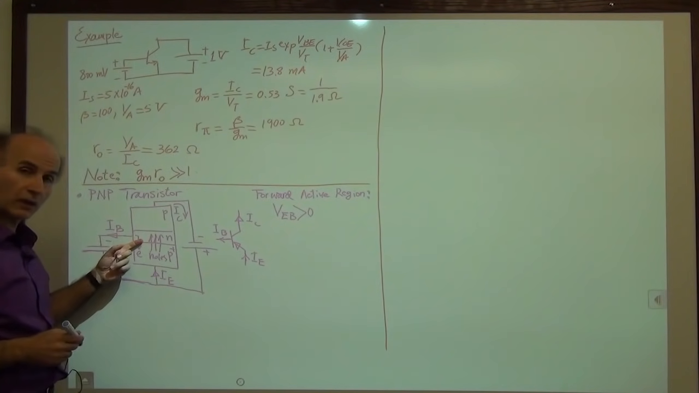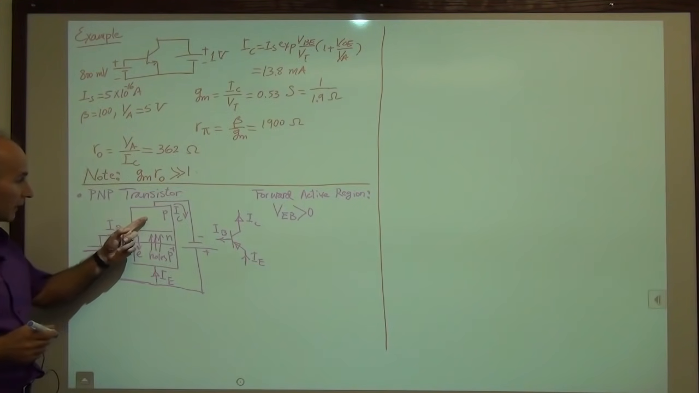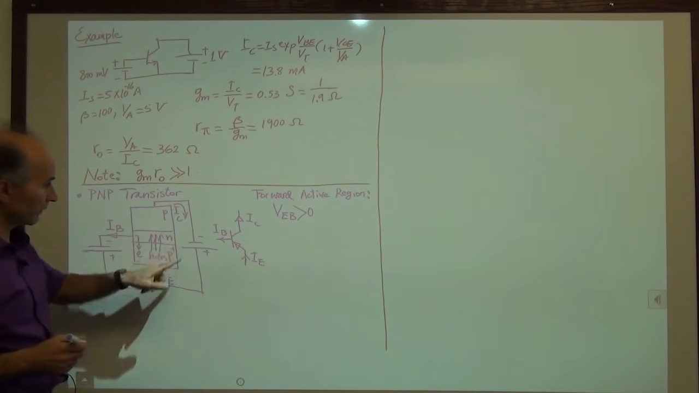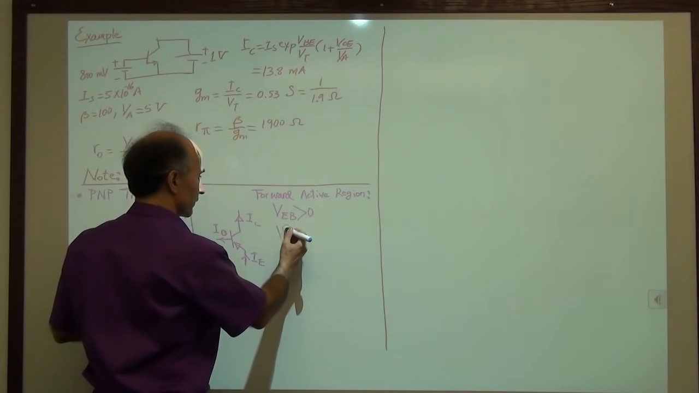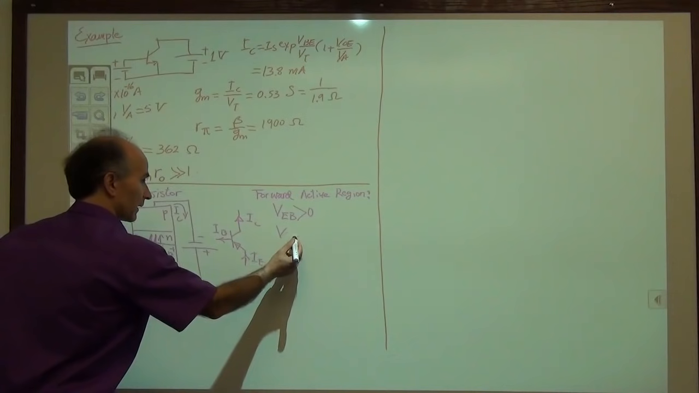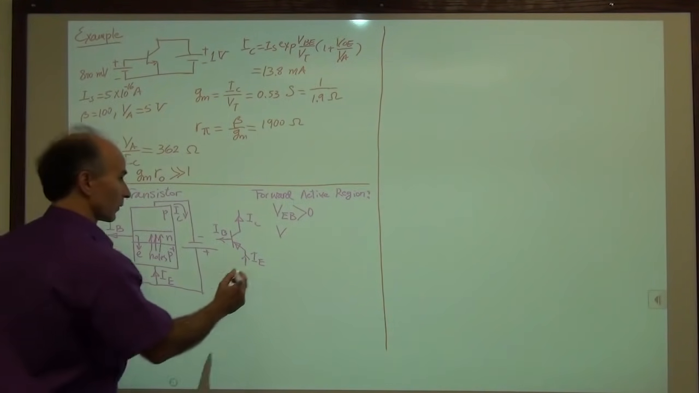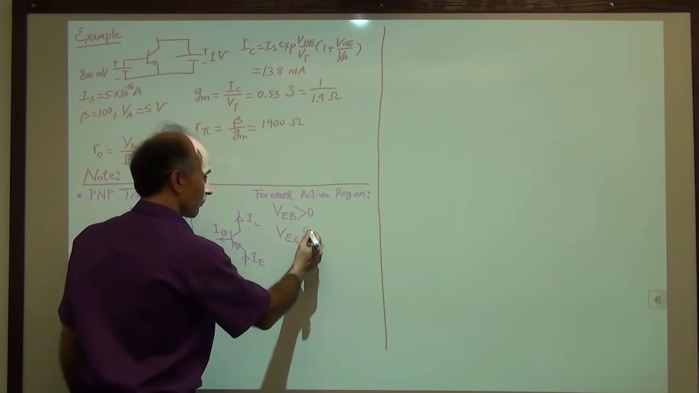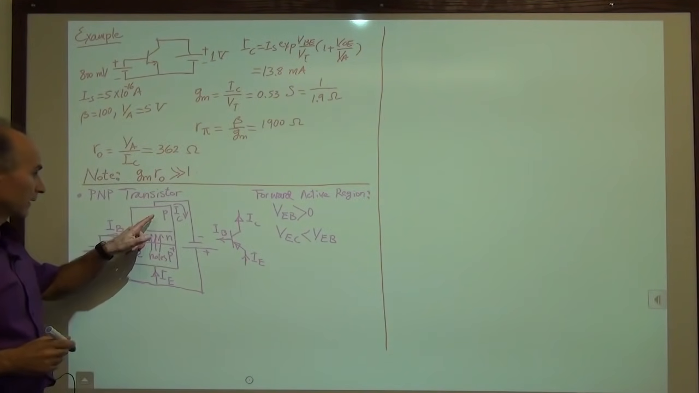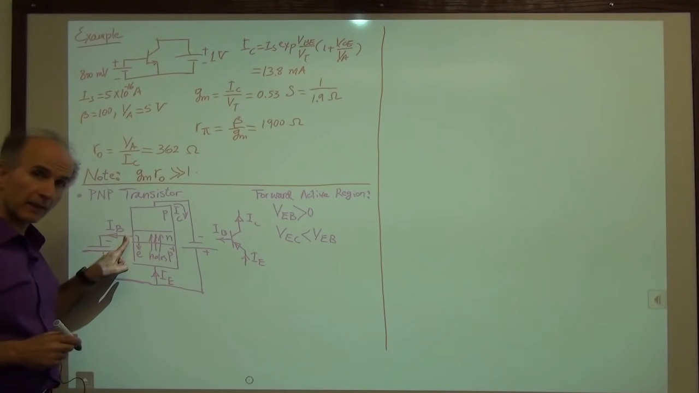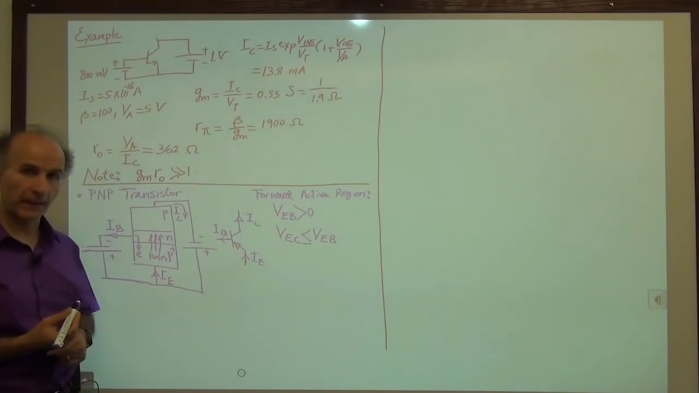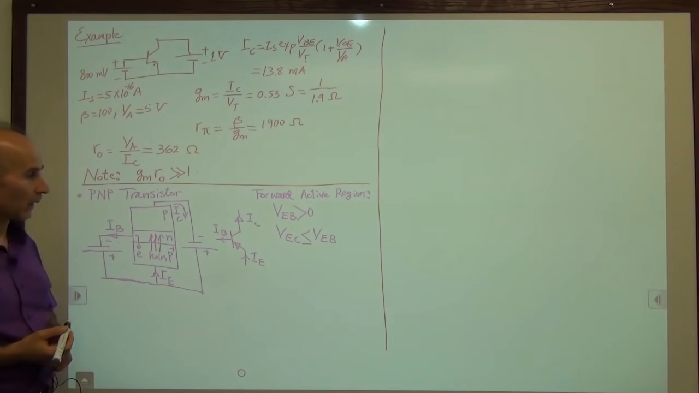And now, for the base collector junction to be reverse biased, we need the collector to be more negative than the base. Or as we saw before, the collector must be more negative than the emitter. So VCE must be, sorry, let me write that correctly. So we have VEC must be more negative than VEB. This also guarantees that the collector is at a lower potential than the base, and this junction remains reverse biased. We can even assume equals, as we have seen in the past. All right.